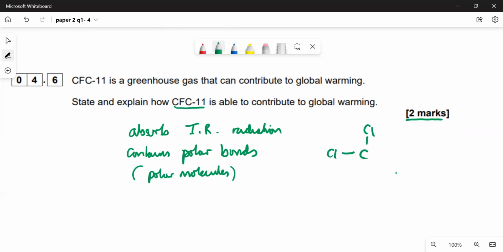But if you think of carbon dioxide, which does absorb infrared radiation, it's not a polar molecule because it's symmetrical, but it does have polar bonds. So I think it's more correct to say because it contains polar bonds rather than that it's got polar molecules. But there you go. Right, I need to change to the next whiteboard now. That's the end of question 4.